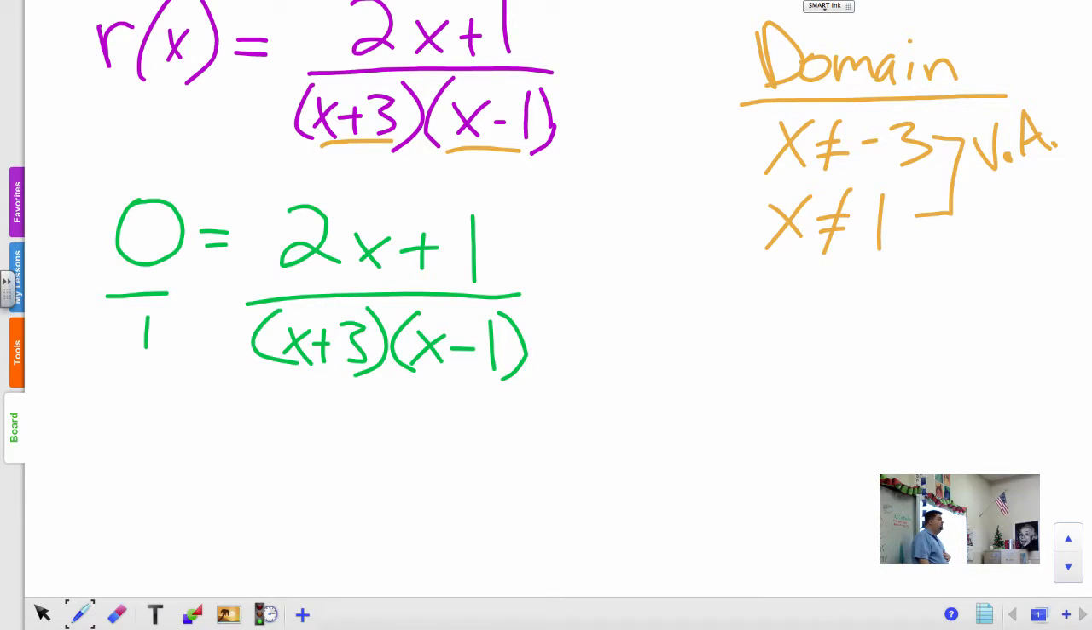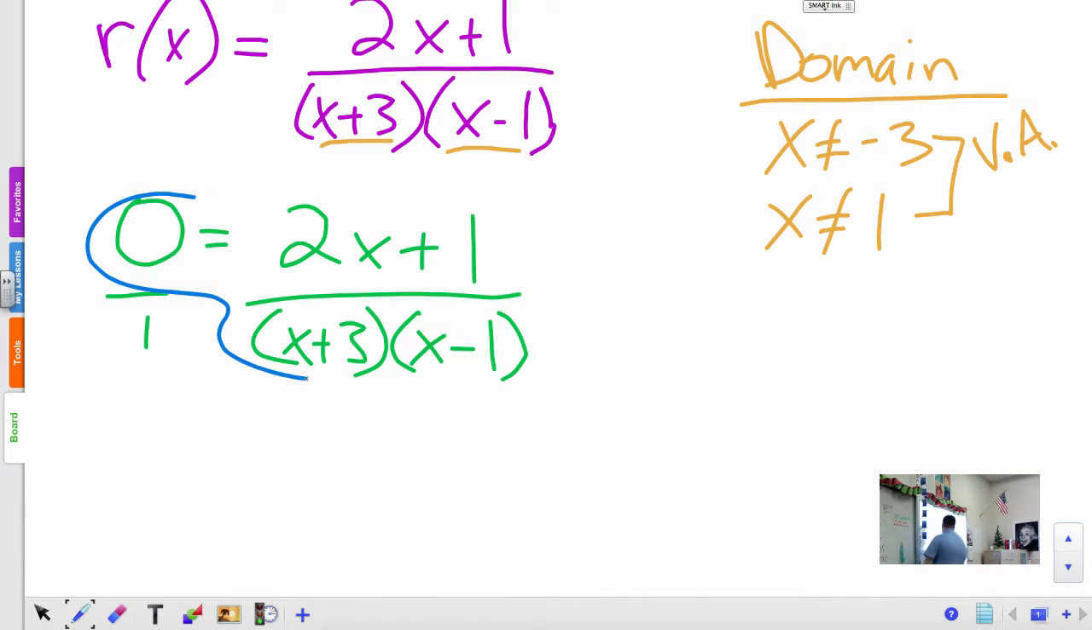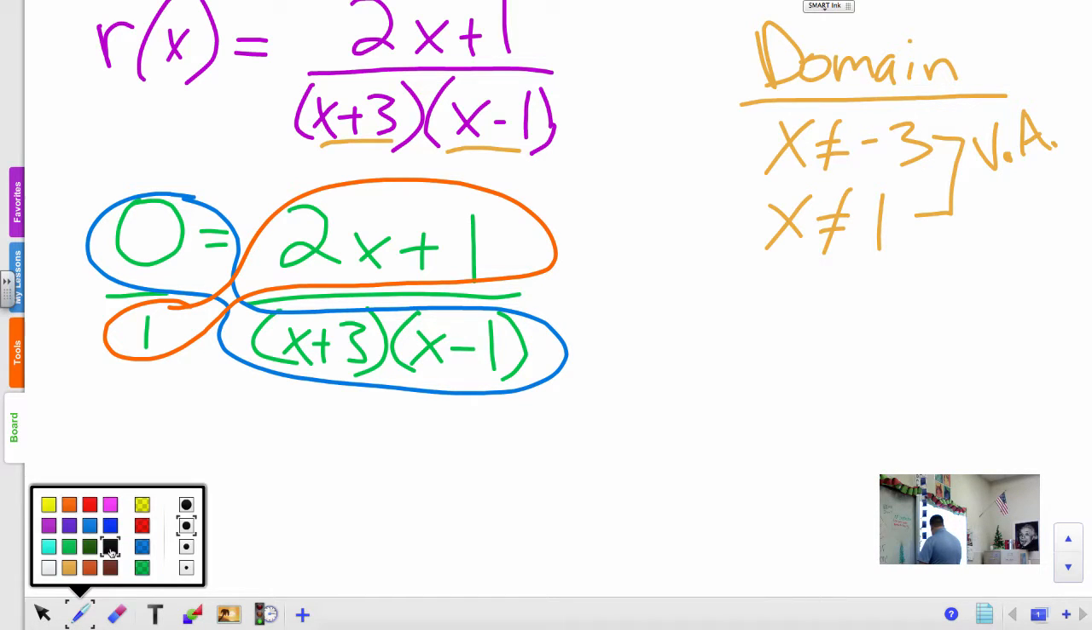Starts with the letter P. When you have one fraction set equal to another fraction, what do we call it? Yes? It's a proportion. So how do we solve proportions? Cross multiply. I'm going to take this stuff, and then I'm going to take this stuff, and I'm going to multiply them and set them equal to each other. So now watch this.